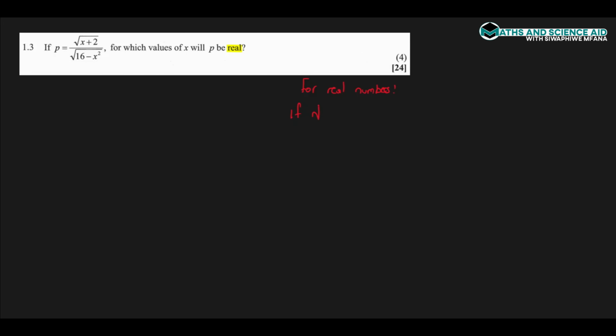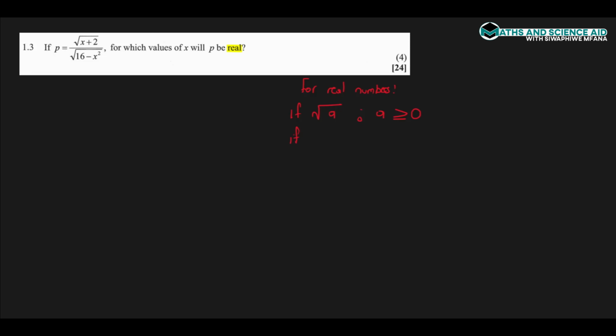For real numbers, if you have got a square root of a, then a should be greater or equal to 0. That is because in real numbers, we do not have a square root of a negative number. So in order for a square root to be real, the number should either be greater than 0 or it should be equal to 0, because the square root of 0 is just 0.